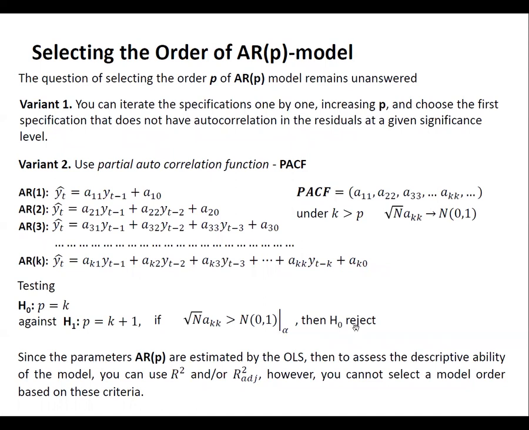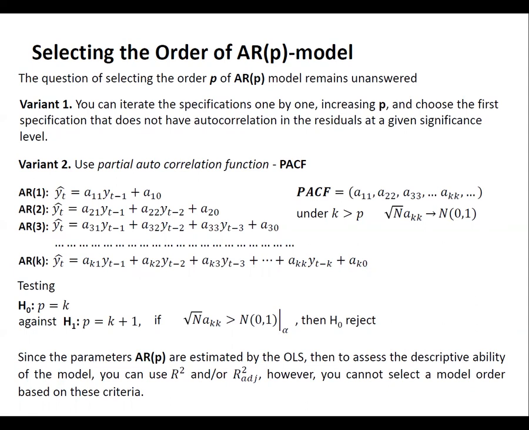After we talked about estimating the parameters of the autoregressive model, the question of choosing the order P of the autoregressive model remains unanswered. That is, which autoregressive model should we train on existing data? Autoregressive model 1, autoregressive model 2, or autoregressive model 7? This remains unclear. What are the approaches here?